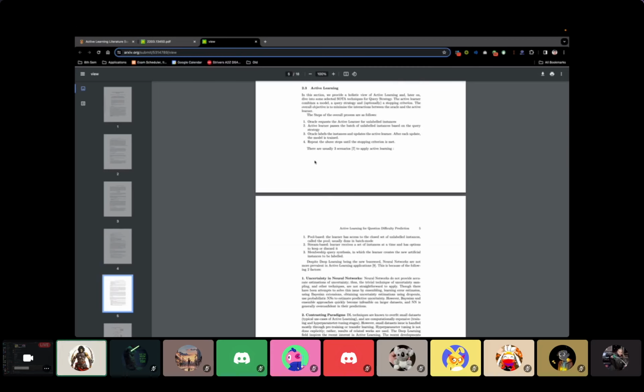So the steps for active learning are: oracle. That means you ask an oracle. Oracle is someone who knows everything, the correct label. Then you pass the unlabeled instances based on the query strategy. Then the oracle labels those and gives them to you. You update the model, and maybe or maybe not you update the sets of labeled and unlabeled points, and then you repeat the process.